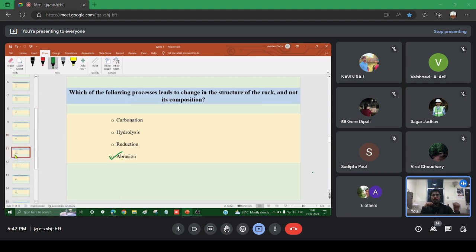Which of the following processes leads to change in the structure of the rock and not its composition? The answer is abrasion, because it is a type of physical weathering, while carbonation, hydrolysis and reduction are kinds of chemical weathering which lead to change in the chemical composition of the rock. So abrasion is physical weathering which leads to change in the structure of the rock. Okay.